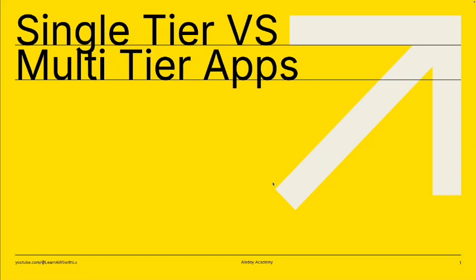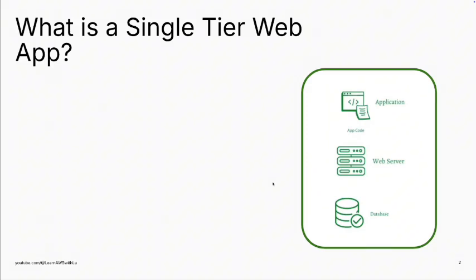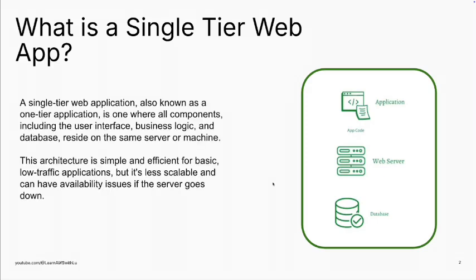I'll be briefly explaining the difference between a single tier and a multi-tier app or architecture. So what is a single tier web app? A single tier web application, also known as a one tier application, is one where all components including the user interface, business logic and database reside on the same server or machine. So what this means is, this architecture is simple and efficient for basic low traffic applications, but it's less scalable and can have availability issues if the server goes down.